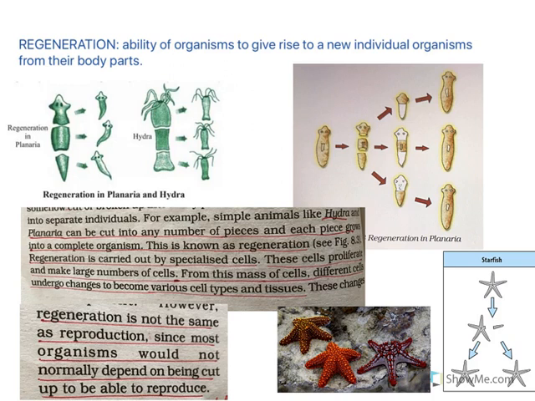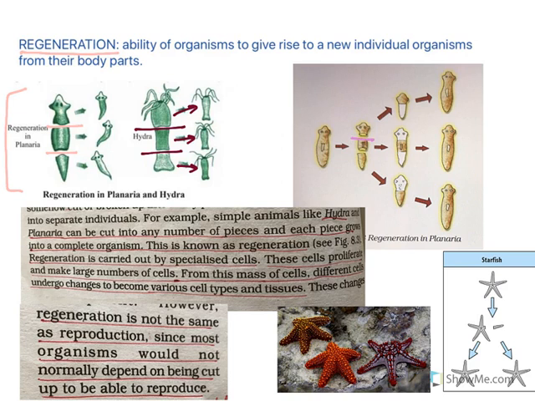Here is yet another method of asexual reproduction called regeneration. From the word, regeneration is to generate again. Like in the first case, we can see the planaria. When the planaria is cut into 3 bits, each of these bits then develops into a new planaria. The same thing, hydra. Hydra is cut into 3 bits, and each of these bits then develops into a new hydra. This is a picture from your textbook.